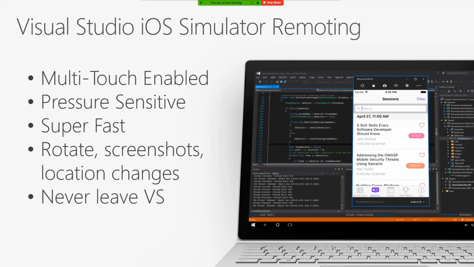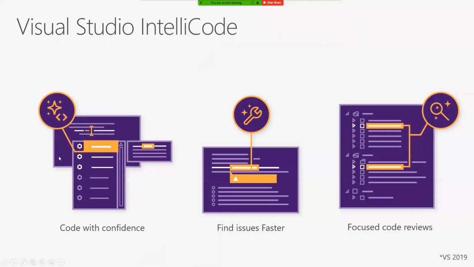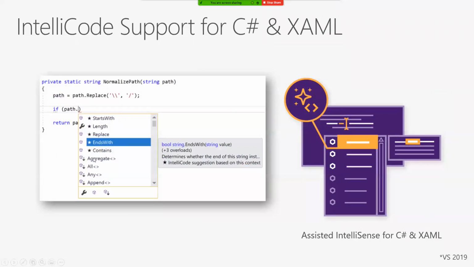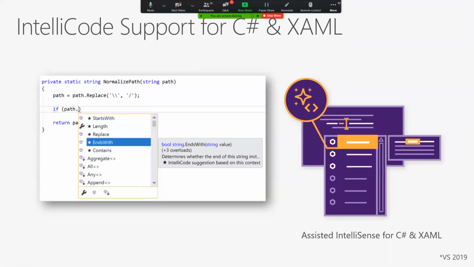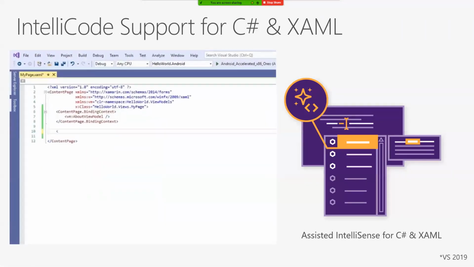Then we have the standard Visual Studio things that hopefully you've grown to know and love, like IntelliCode for C# and XAML. So you get those beautiful stars that tell you what you should be typing. It made it much easier for me to start doing demos because I just hit enter a lot and then it writes all my code for me. And I think there's another GIF for XAML. Yes, there is.